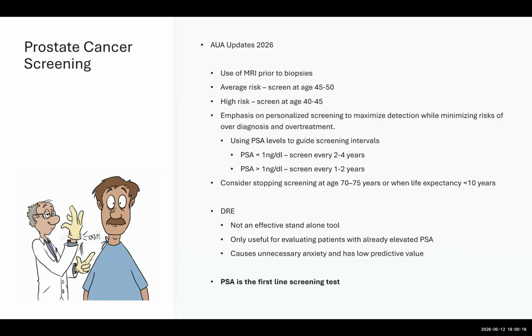So if your PSA is less than 1, the patient could be screened every 2 to 4 years. If your PSA is more than 1, you screen every 1 to 2 years. And then you should consider stopping screening when patients attain the age of 70 to 75, or if they have a life expectancy that's less than 10 years.